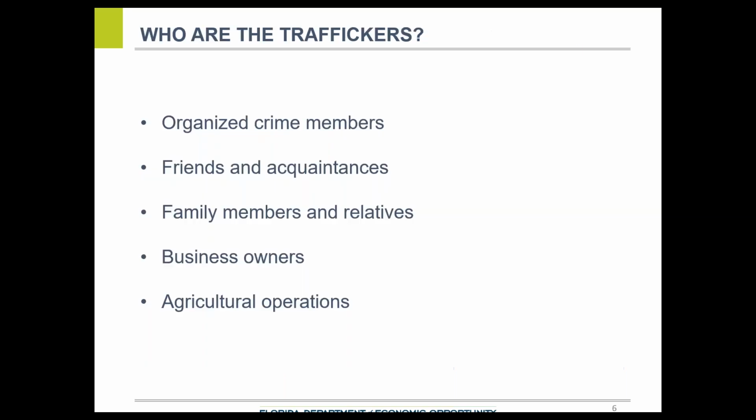Now, who are the traffickers? The traffickers can be organized crime members, friends and acquaintances, family members and relatives, business owners, and agricultural operations. But there are also lone individuals, intimate partners, factory owners, gangs, corporations, pimps, and returnees. Now, returnees are the individuals who return to a country or state, and in some cases of human trafficking, these individuals return to re-engage in criminal activity.